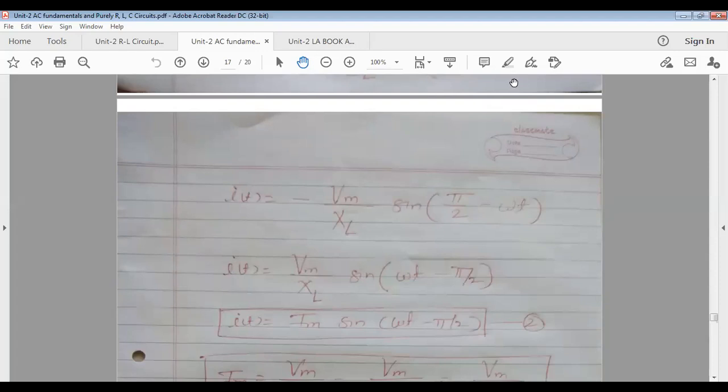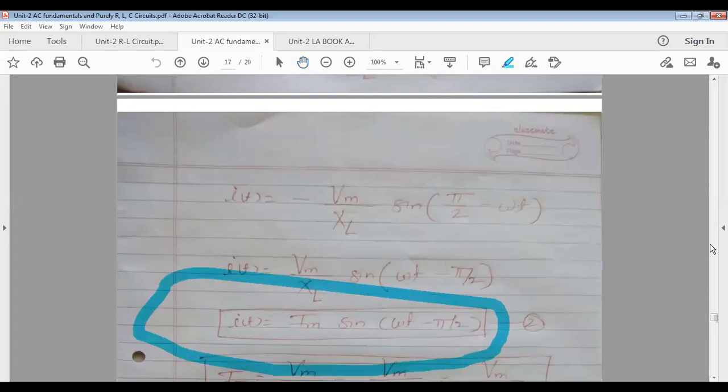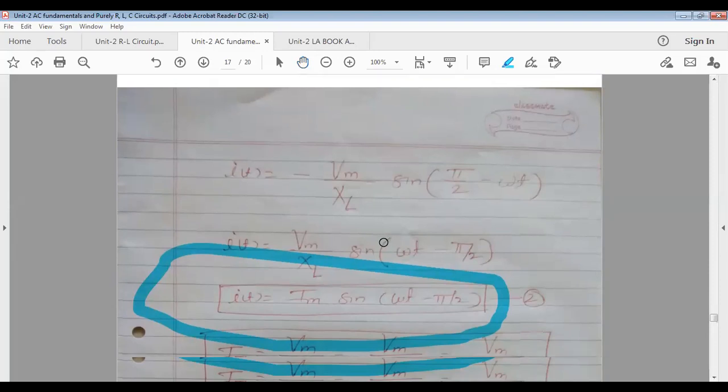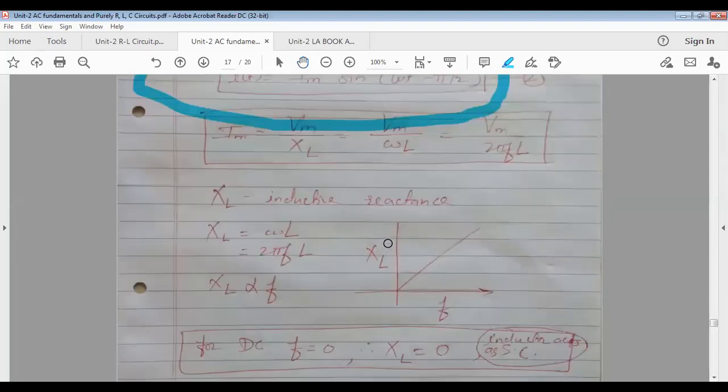For a purely inductive circuit, the voltage equation is v(t) = Vm sin(omega t). The current equation is i(t) = Im sin(omega t - pi/2). What is the phase difference between voltage and current for a purely inductive circuit? 90 degrees. Very good. Does current lag or lead? Current lags. Correct. Current lags voltage by 90 degrees.